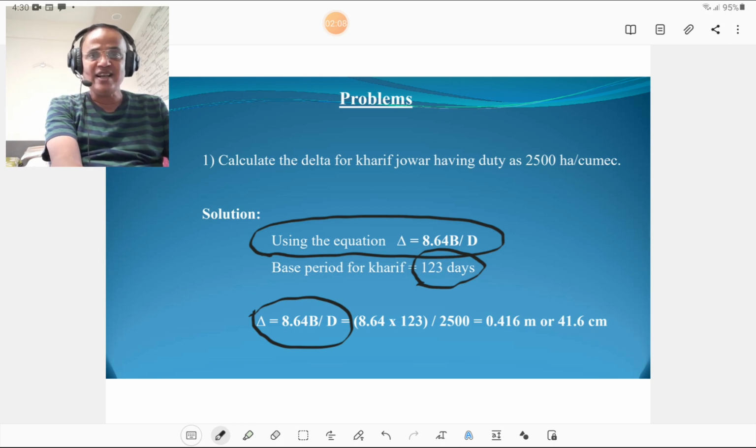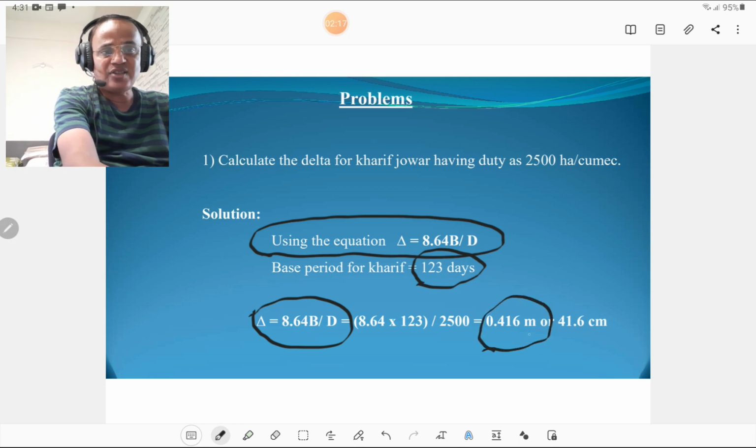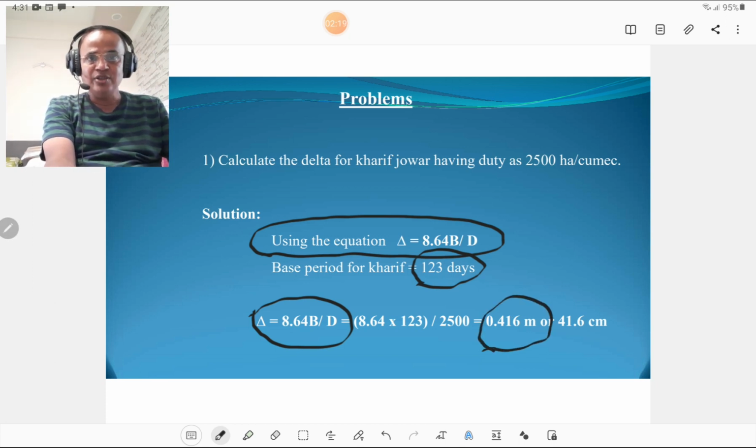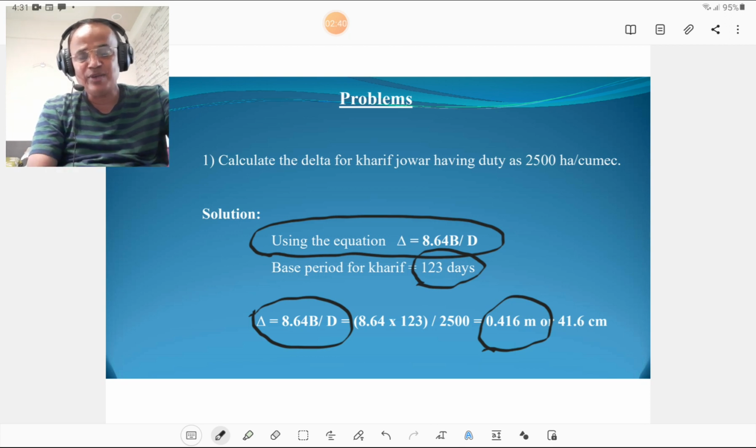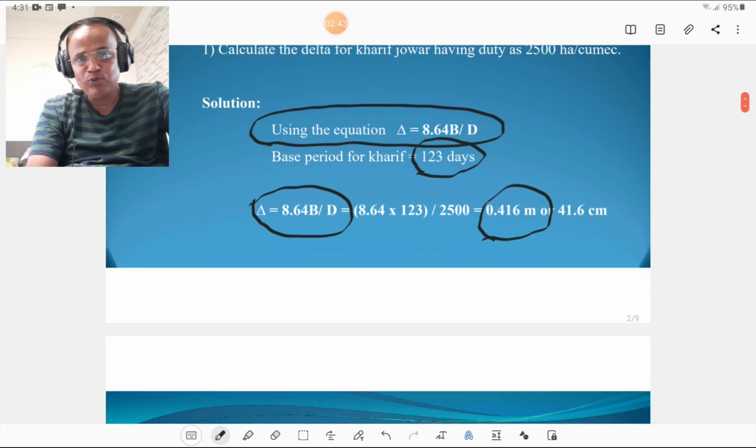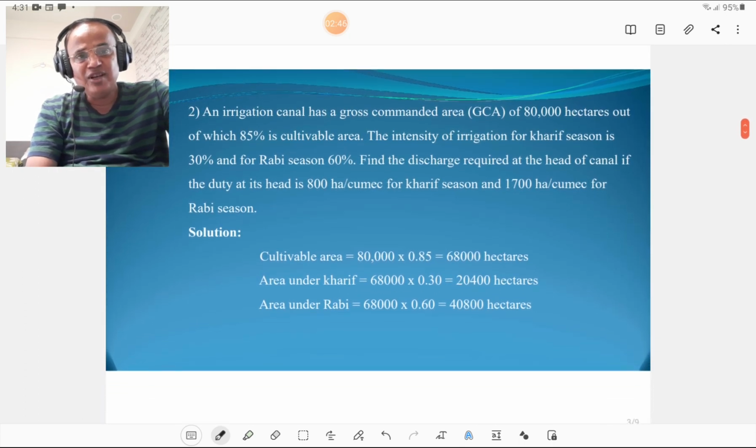So you will get an answer in meter because discharge is in cumec, meaning meter cube per second. That answer is 0.416 meter. So we have to convert it into centimeter by multiplying it by 100, that is 41.6 centimeter. So delta for Kharif Jawar having a duty of 2500 hectare per cumec is 41.6 centimeter. This is the first numerical based on that relationship, and it is very important for civil engineering students.